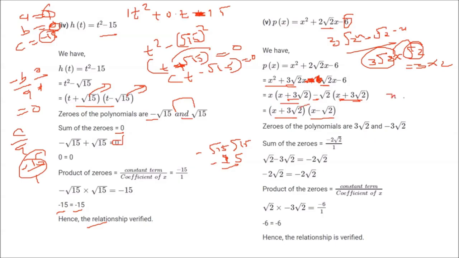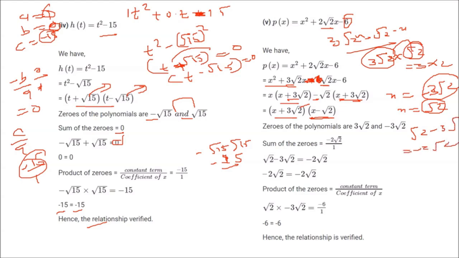So x equal to minus 3 root 2 will be one root. Put this equal to 0, x will be equal to root 2, which will be another root. So minus 3 root 2 plus root 2 is the sum of zeros, and minus 3 root 2 into root 2 is the product of zeros. So when you add these two, root 2 minus 3 root 2 will be equal to minus 2 root 2.